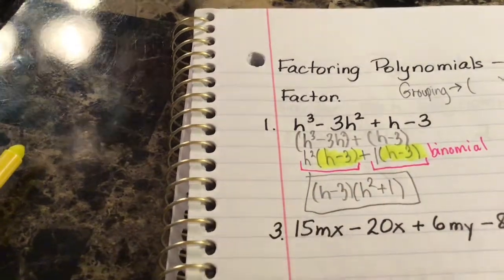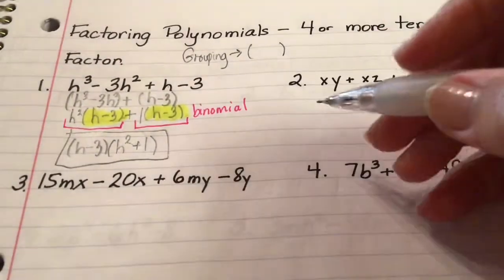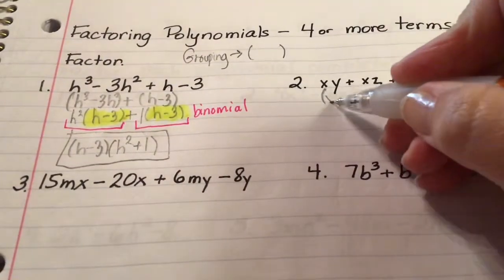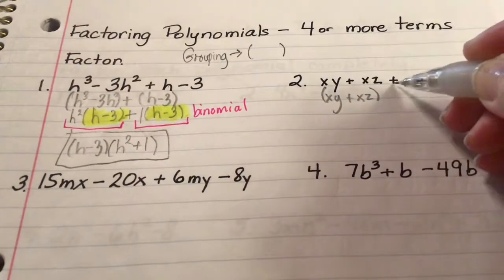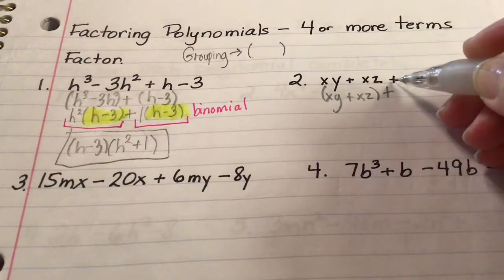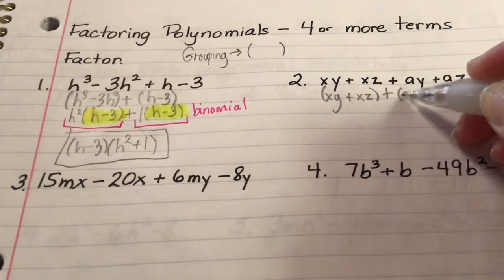Okay, let's look at question 2. That one looks strange. It's just a bunch of letters. I'm going to group the first 2 together. Remember, I say always put a plus sign in the middle. This is a minus sign. Still put a plus sign and group that minus with that term.